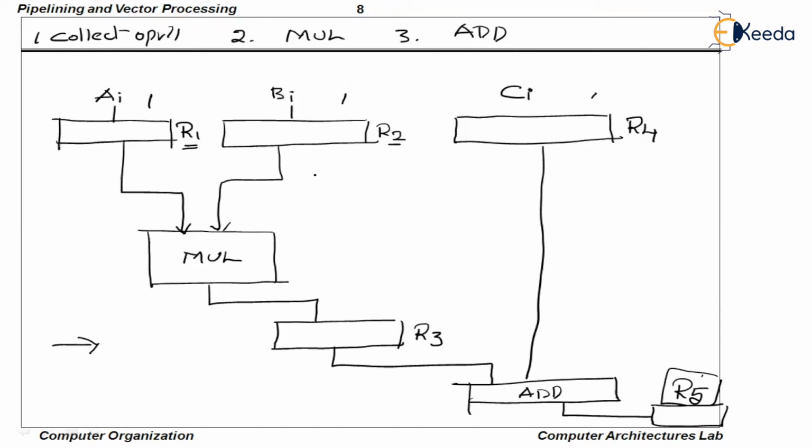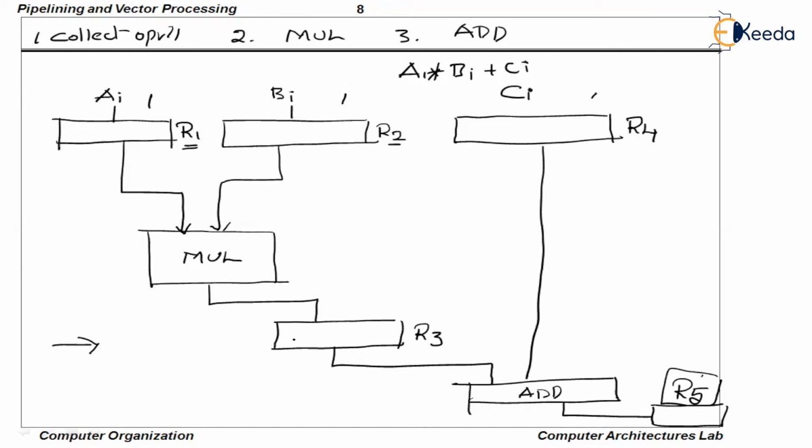Okay. Now let us understand in what way this pipeline is going to reduce the number of clock cycles that are required to execute AI into BI plus CI. Let us take the first clock cycle. In the first clock cycle, R1 and R2 will get the values from A1 and B1.